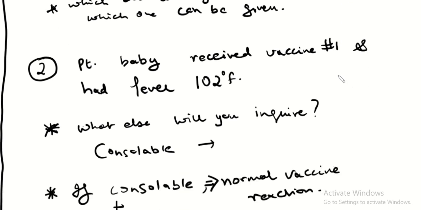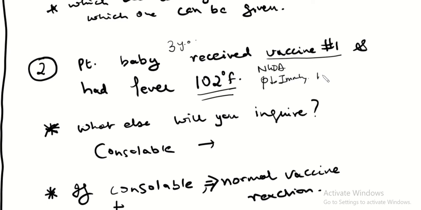Let's go ahead and continue. Let's say a patient is a baby, a 2-year-old or a 3-year-old, and they received vaccine one, could be for anything, and had a fever of 102. They have no known drug allergies, and there's no history of decreased immunity. So the patient is healthy. There's no history of anything. And the first time they took vaccine one, they had a fever of 102.